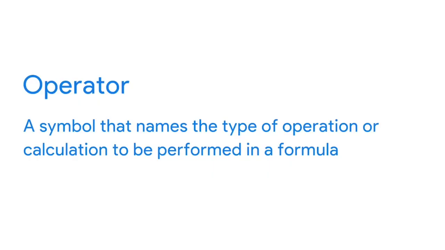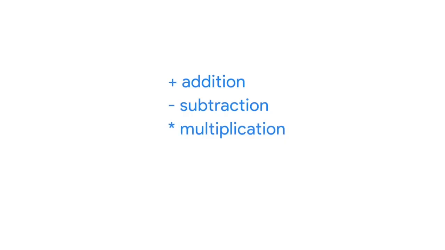Let's look at the arithmetic operators that are used in both spreadsheets and SQL. An operator is a symbol that names the type of operation or calculation to be performed in a formula. As you learned earlier, the four basic arithmetic operators in spreadsheet formulas are the plus sign for addition, the minus or hyphen for subtraction, the asterisk for multiplication, and the forward slash for division. These same operators calculate data in the same way when writing queries in SQL.